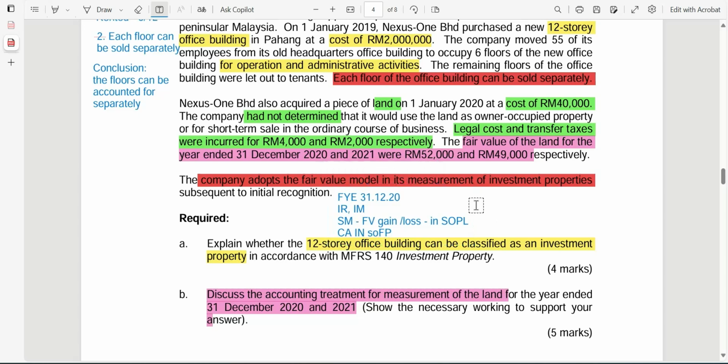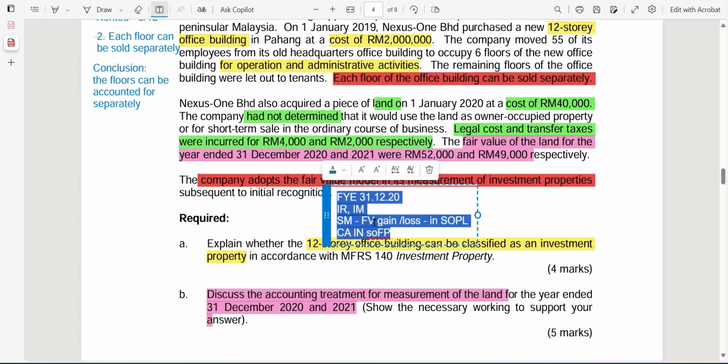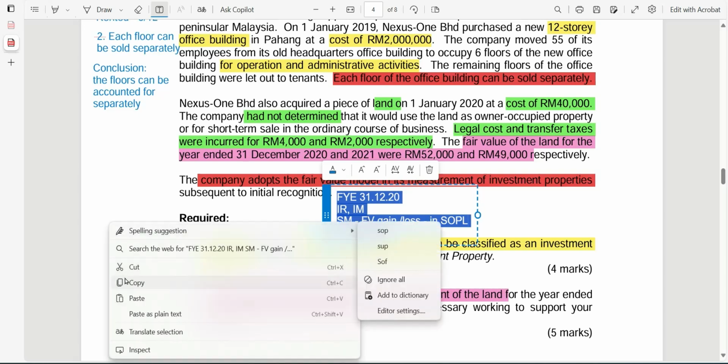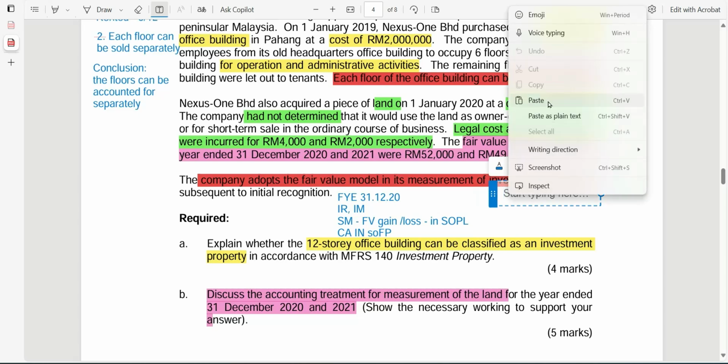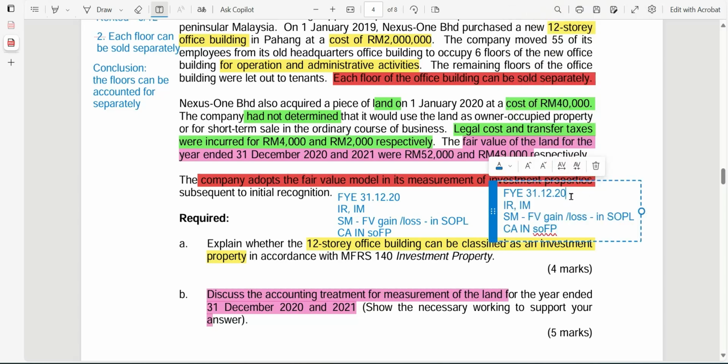For the second year, you are going to explain only subsequent measurement. So for the second year, on 31st December 2021, you are going to explain only subsequent measurement for the land. You're not going to explain any more on initial recognition or initial measurement because there was no new purchase whatsoever. So there are none.